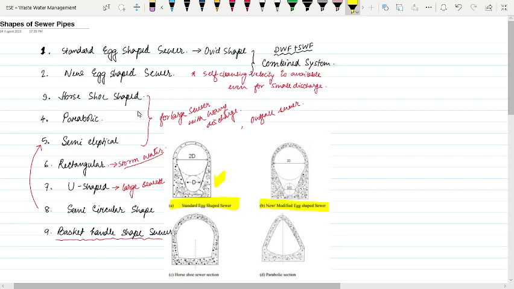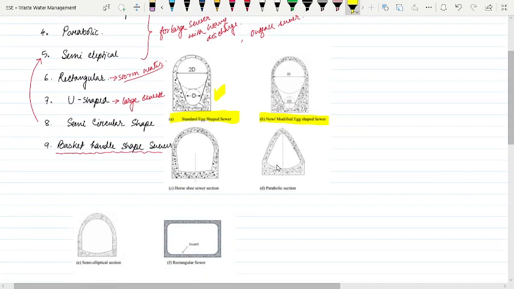Okay, again horseshoe shape, parabolic and semi-elliptical are used for large sewer systems. So horseshoe, parabolic, semi-elliptical, even semicircular pipes are also used for large sewer pipes. Okay, so those have heavy discharge. In general, in the disposal or main sewer, we can use these kinds of shapes.